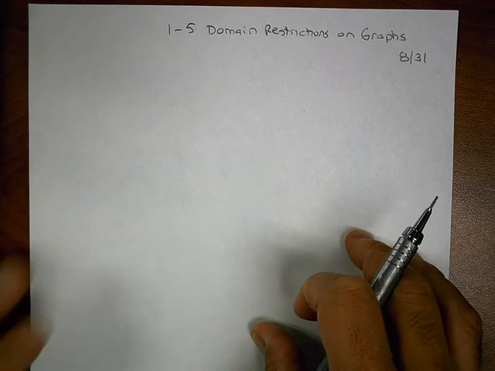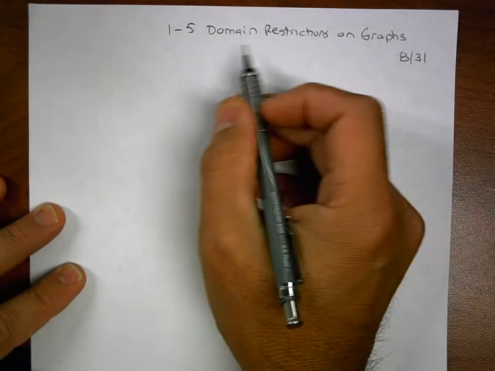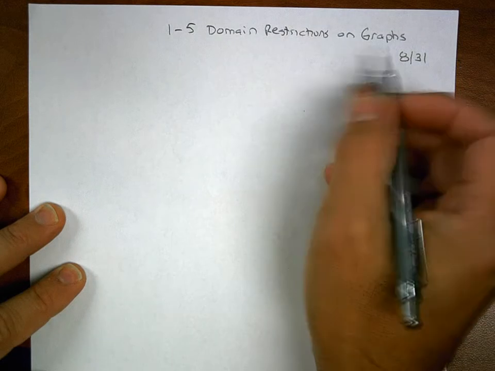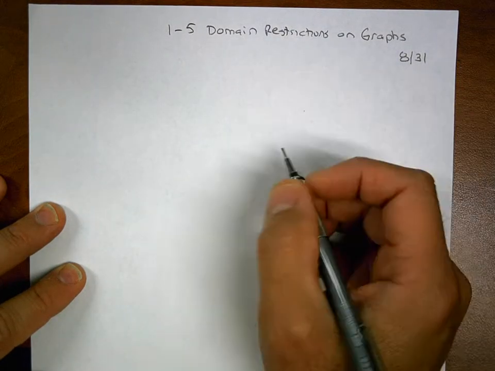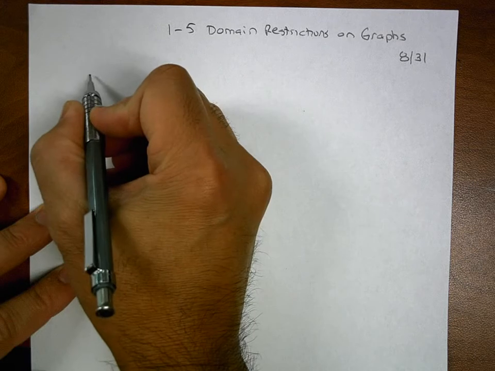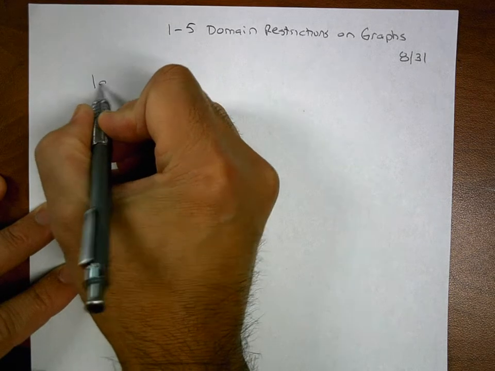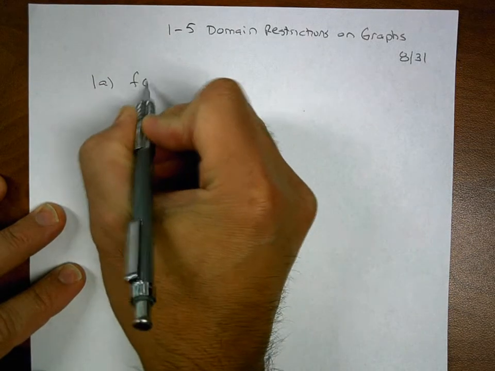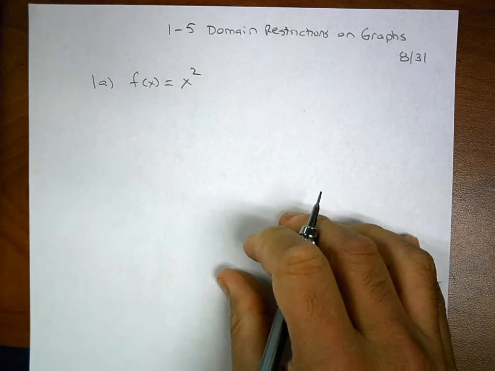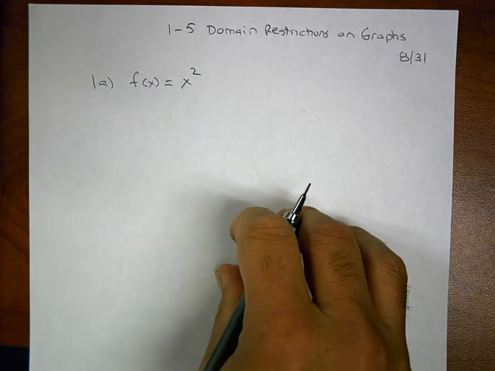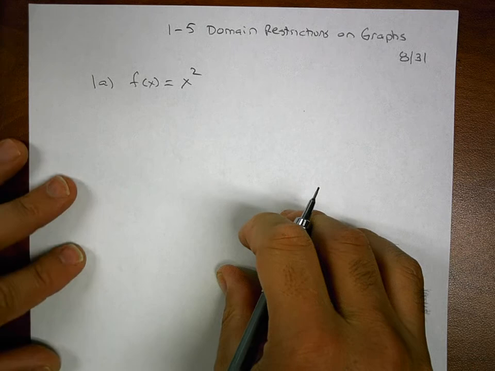Okay, so today we're going to look at restricting the domain, the x values of these graphs, basically looking at part of some graphs. All right, so let's look at an example. 1a, let's say our function f of x equals x squared. Let's say this is our graph. So we're going to look at a parabola that opens up.